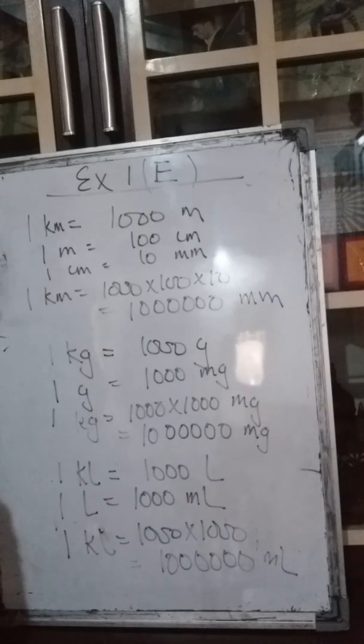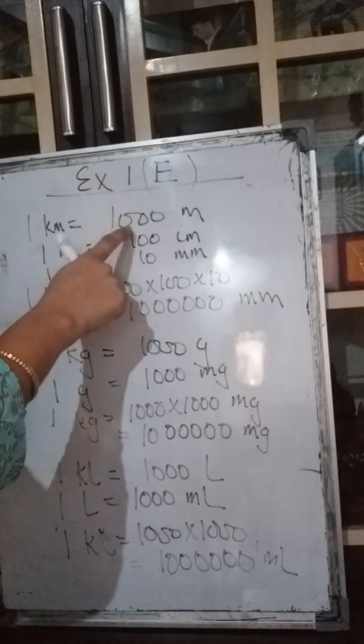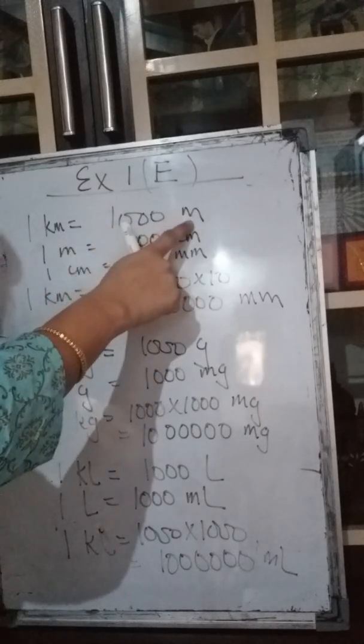Girls, we come to exercise 1E in maths. But before starting this exercise, we will just go through the conversion tables which you have already done in your previous classes. Okay. 1 kilometer is equal to 1000 meter.